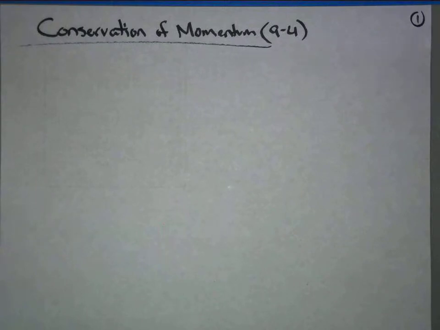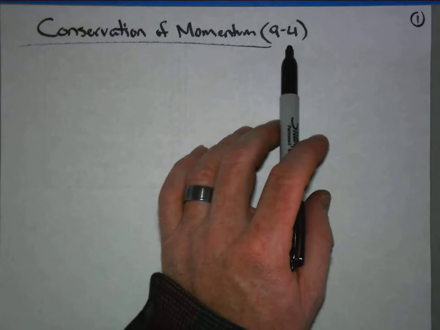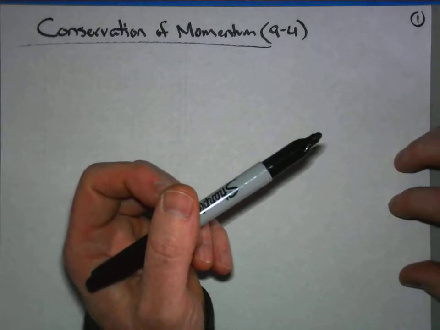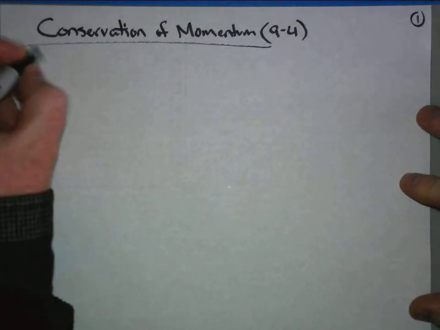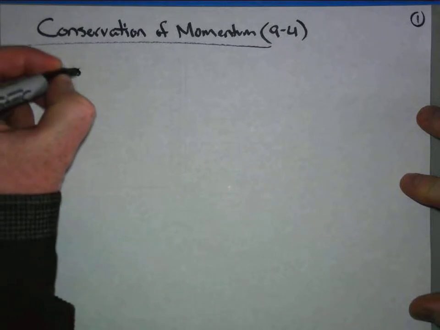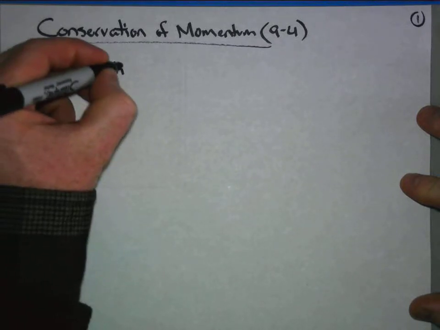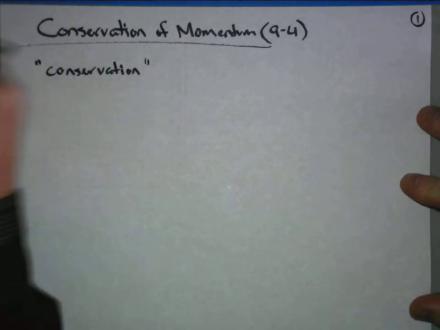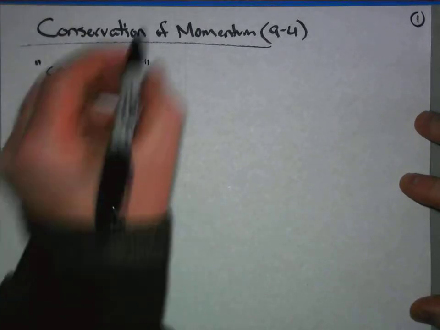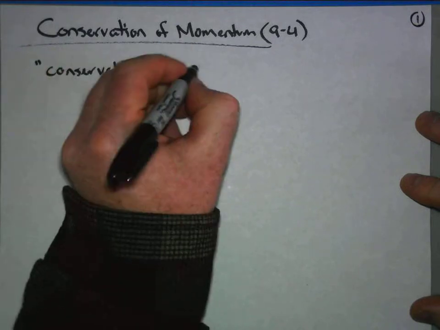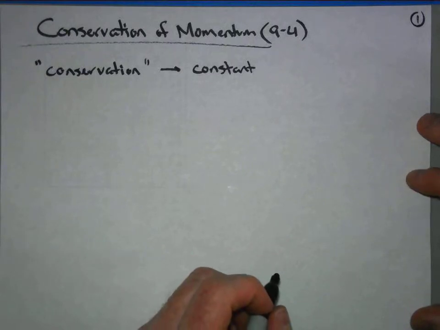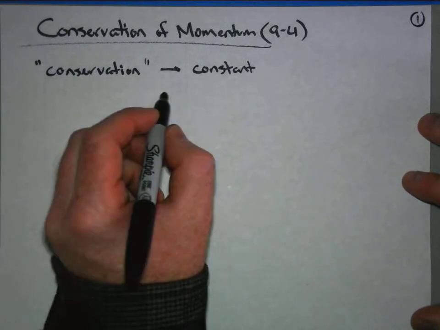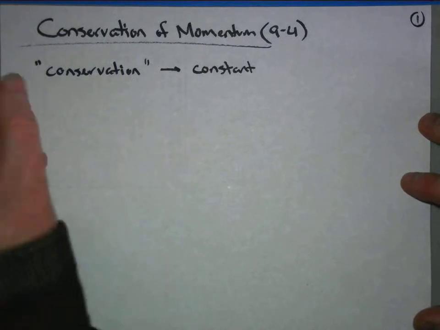In this video, we're going to be checking out this idea of conservation of momentum, and this is section 9-4 in your textbook. Now, when something is conserved, this idea that we've heard before, conservation, what this really is telling us is that its value is constant. So this is kind of just equating something to being constant. Fair enough. But with momentum, when is this true? When is momentum conserved?